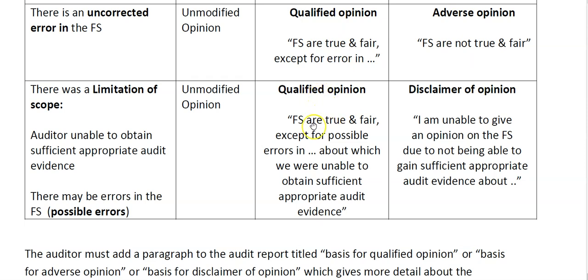And for limitation of scope, if you're able to clearly say it's qualified on the grounds of limitation of scope and give the example. And here, for a pervasive limitation of scope, the auditor will give a disclaimer of opinion and then be able to write the actual opinion, the shortened opinion. That would be enough. And you could say the auditor would have a paragraph, giving more detail, titled Basis for Qualified Opinion. That would be enough. You don't have to actually go and write it.